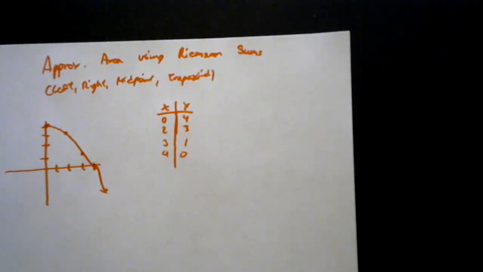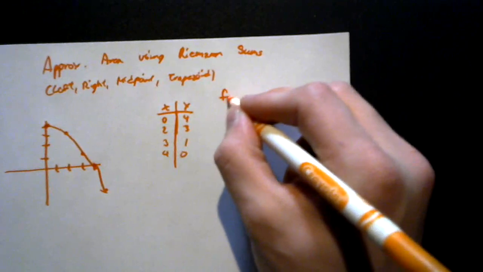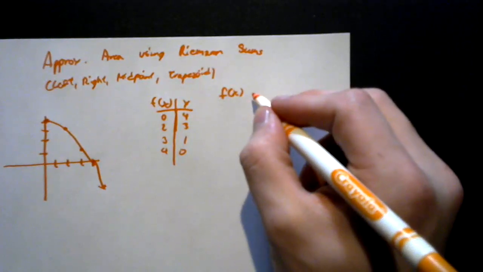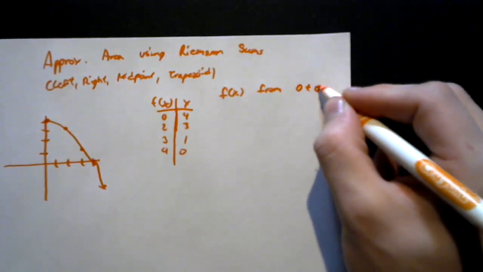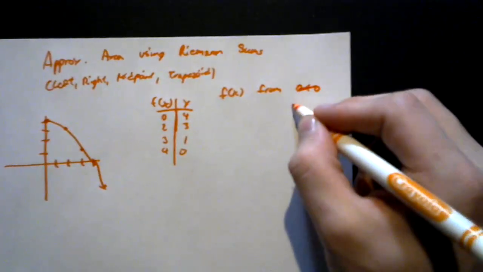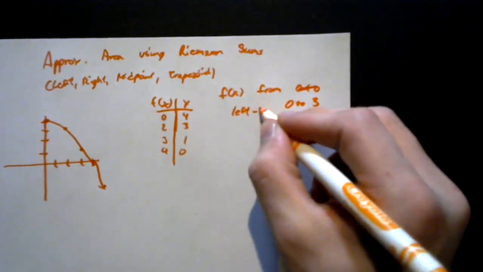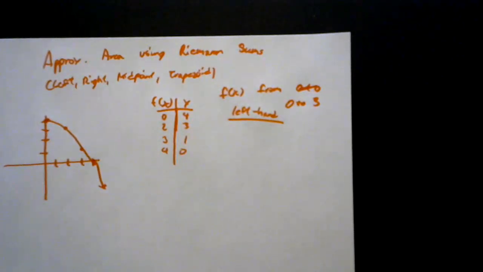And so now using a left point or left hand Riemann sum of this function, which we'll call f of x, from 0 to 3. And this is going to be our left hand. So we're going to do a left hand Riemann sum from 0 to 3.